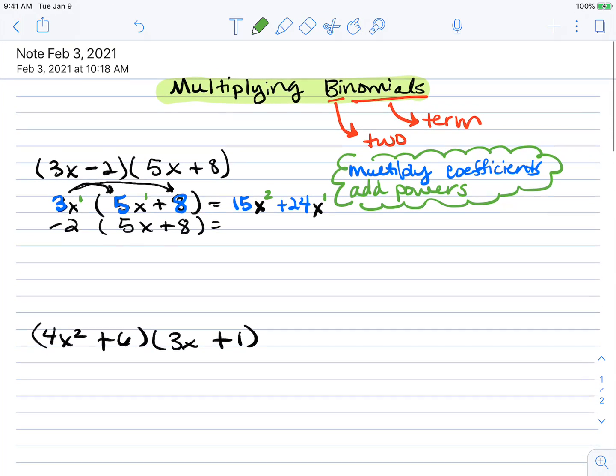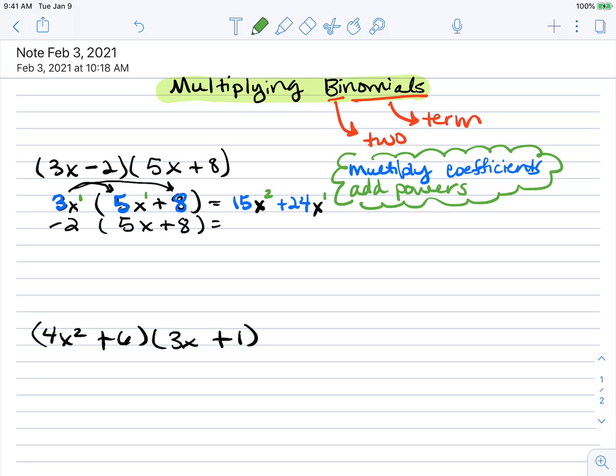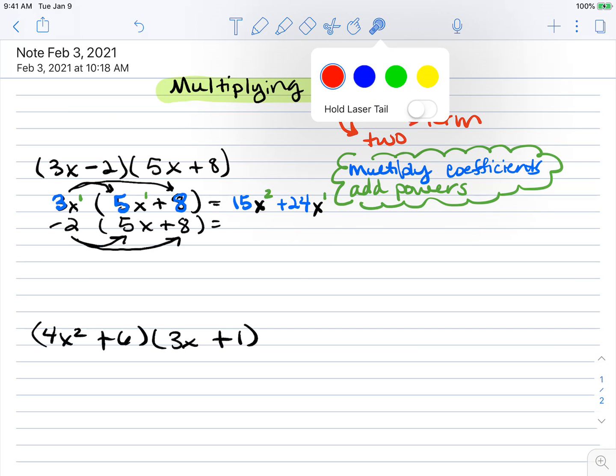Then I'm going to distribute in the second one, and I'm going to write the little arrows underneath just because I have room down there. I'm going to distribute here, and I think I'm going to change that color, keep it consistent. I'm going to distribute here, and then I'm going to distribute there, and I'm always multiplying. I'm multiplying the coefficients, and then I'm adding the powers on the variables.